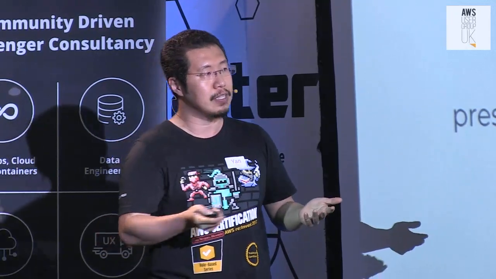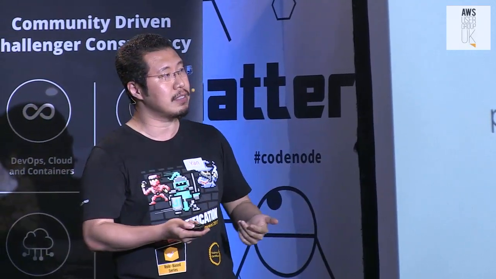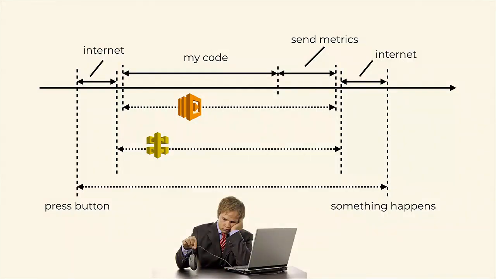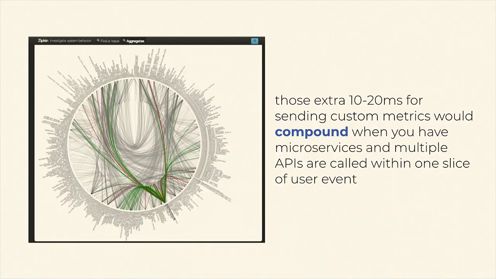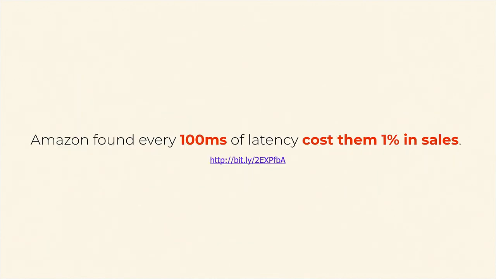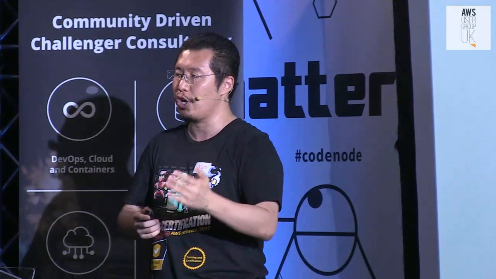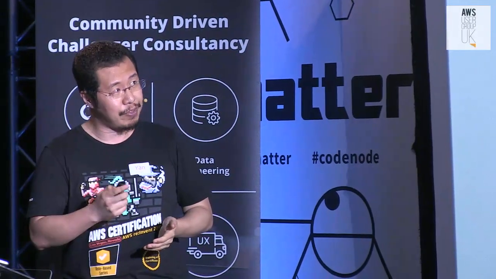You may say, okay, well, that's going to take 10 milliseconds, so it's no big deal. But remember, when you've got microservices, oftentimes you've got one service calling another one, so those additional 10 milliseconds per invocation can very quickly start to compound as well. And Amazon a while back found that every 100 milliseconds they add to the user-facing latency actually cost them roughly 1% in terms of sales. So the additional latency you're spending to send metrics can actually start to hurt you in terms of your revenue.